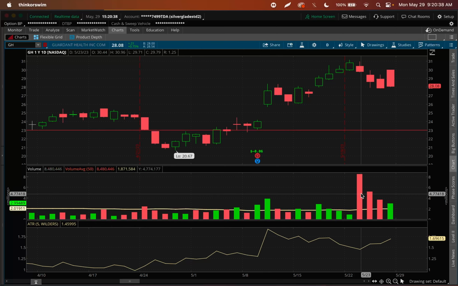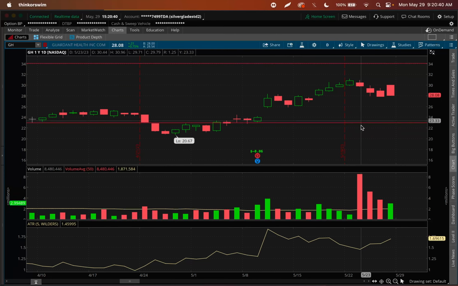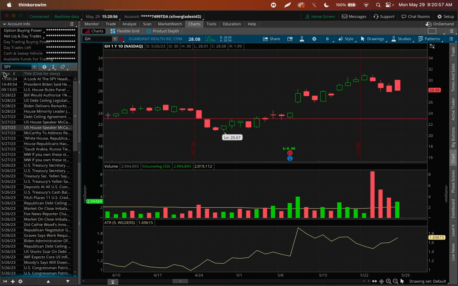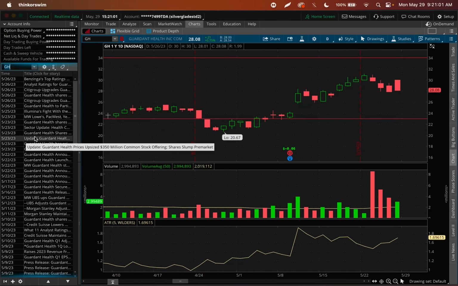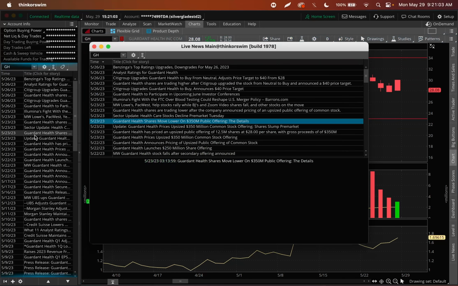So like this day, for whatever reason, there was a ton of selling activity or a ton of buying and selling activity. Ultimately, the stock fell, and there were a lot more shares traded than normal. 8.48 million traded, and on average, it's only about 1.9 million per day. So likely some sort of news came out. In fact, I can go ahead and search for GH here, and here it is.